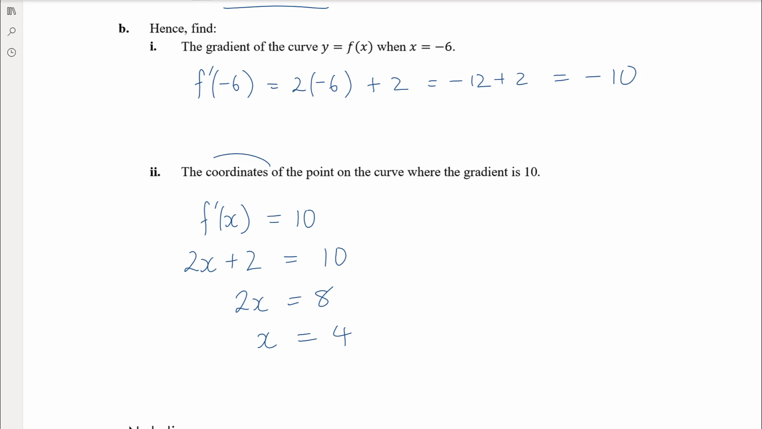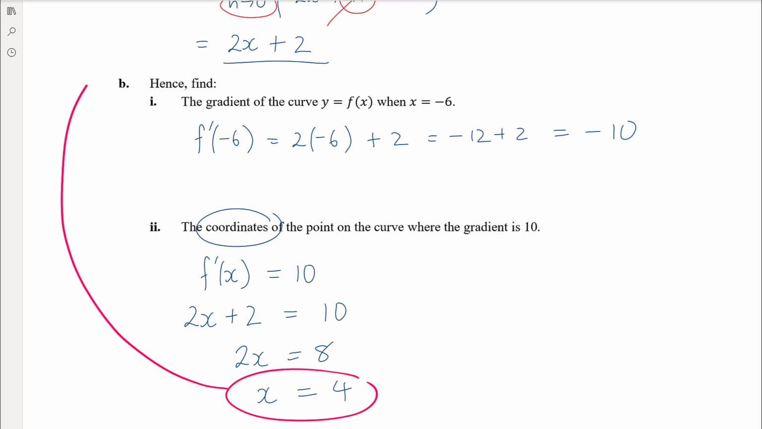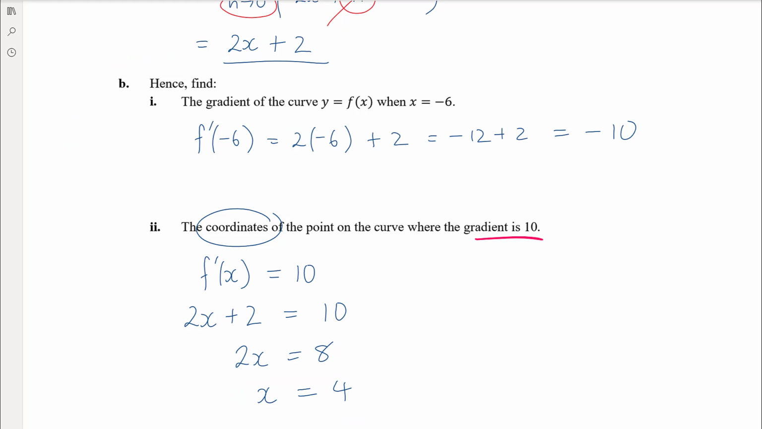Now we want the coordinates of the point. So we've now found the x coordinate of the point where the gradient is 10, and so we need to find the y coordinate. Sometimes I find students find this complicated and they're really tempted to take this x value and sub it back into their derivative. But if you do that, you're going to get 10, because the derivative isn't telling you about the y coordinate of the point, the derivative is telling you about the gradient. So we already know when x equals 4 the gradient is 10. We don't want to put that back in, that will just tell us something we already know.